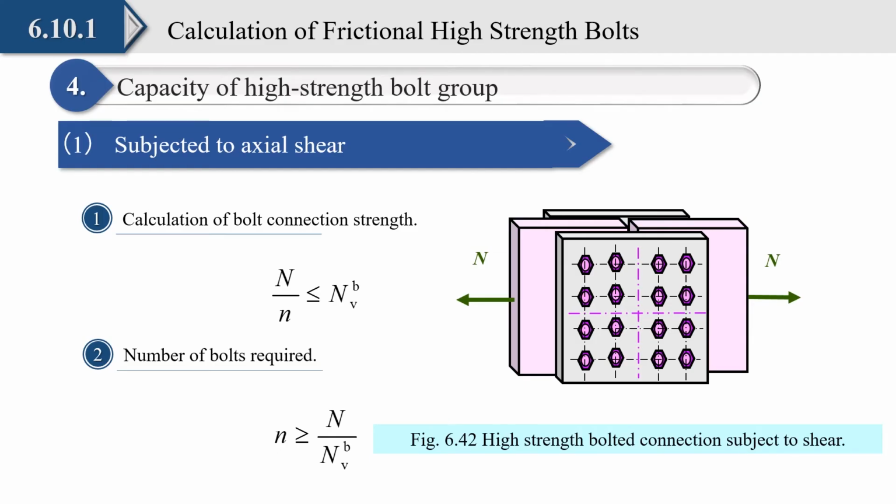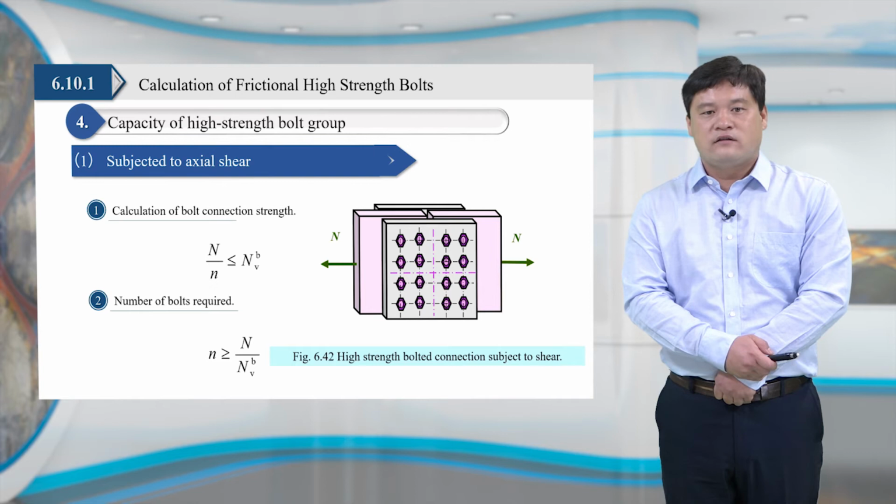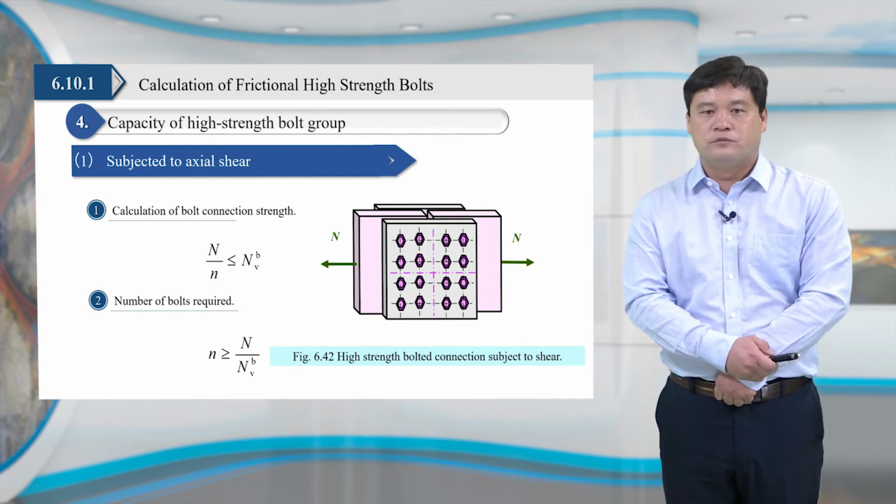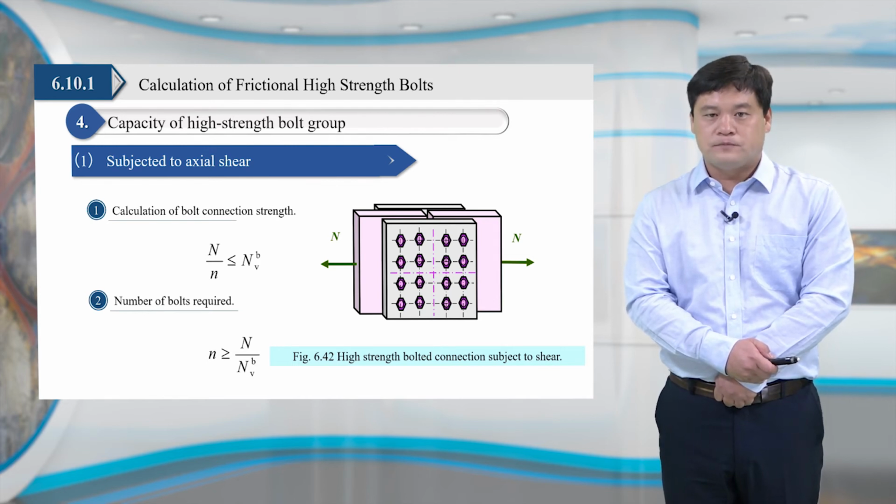Under the action of shear force, the average shear force of a single bolt is equal to the total shear force divided by the number of bolts, which must not exceed the shear capacity of a single bolt. Thus, the number of bolts required for a high-strength bolt group under axial force is equal to the total shear force divided by the shear capacity of a single bolt.